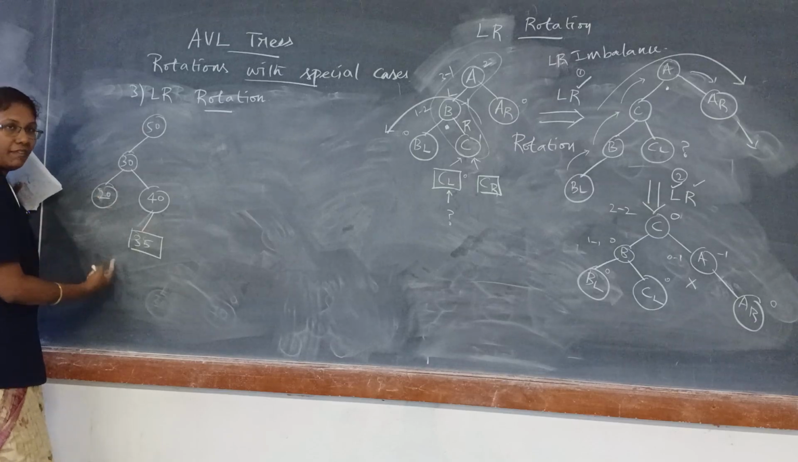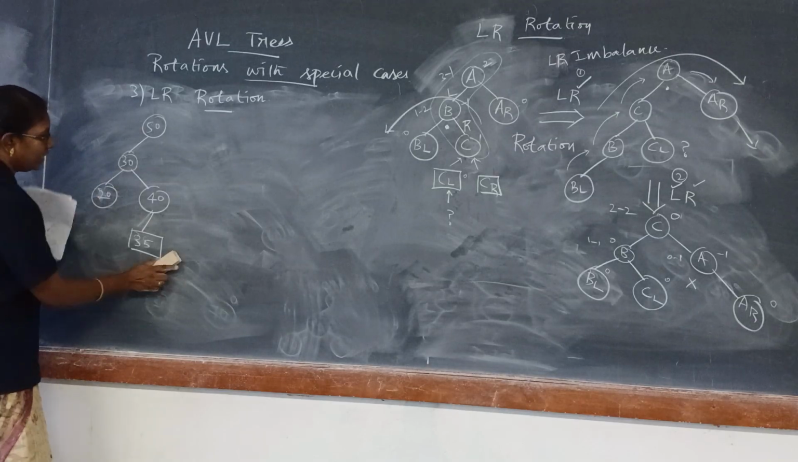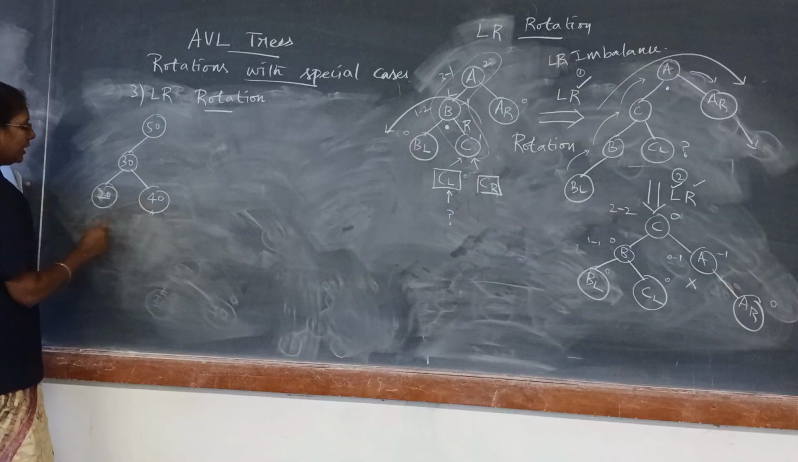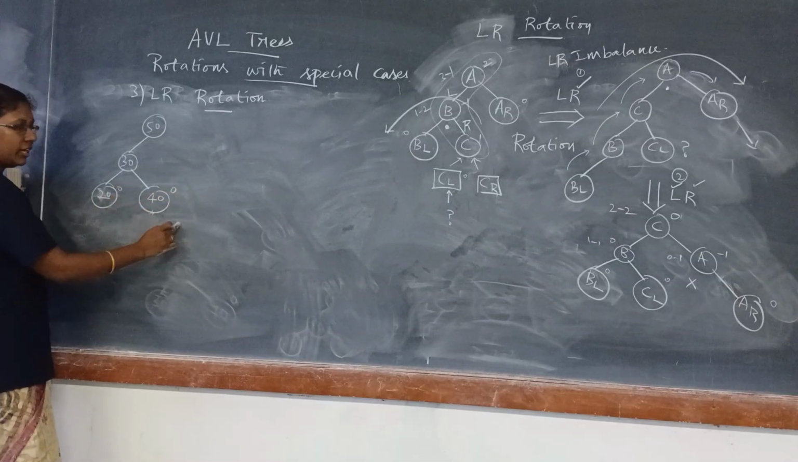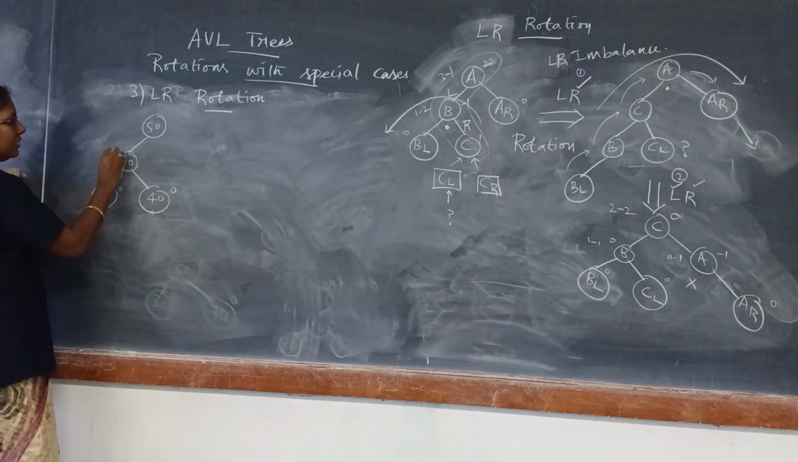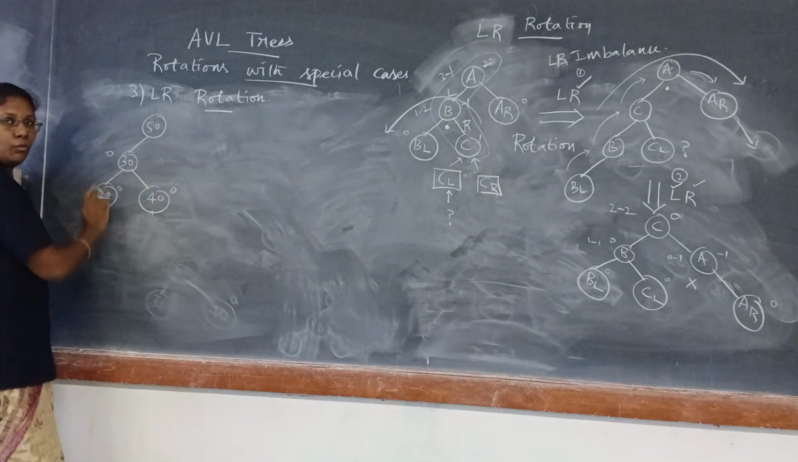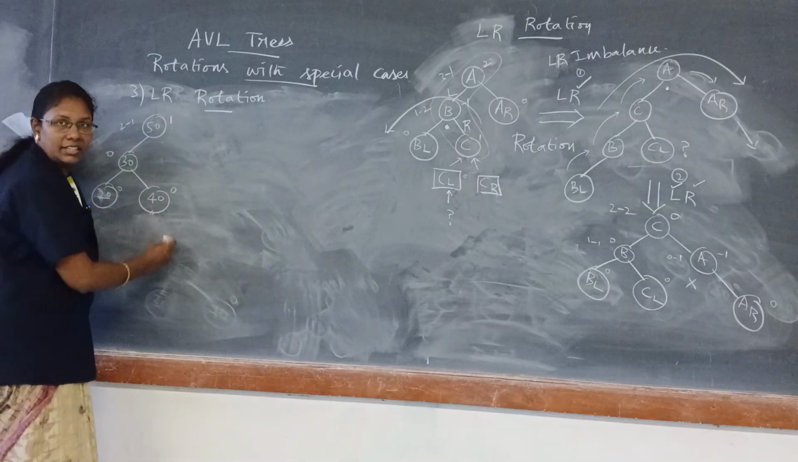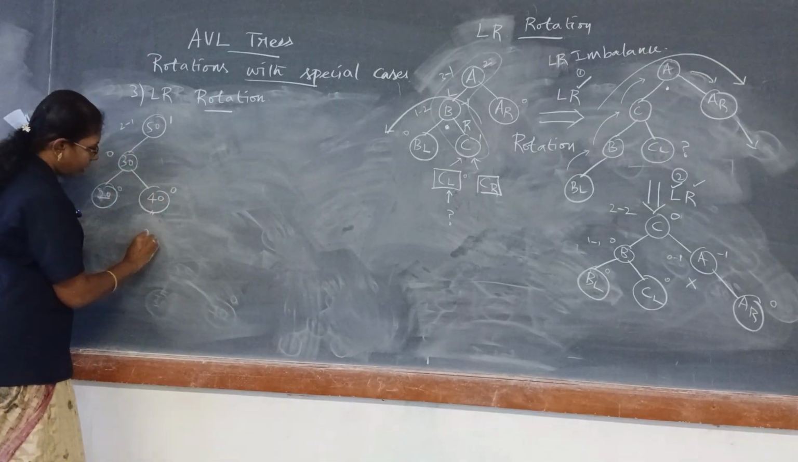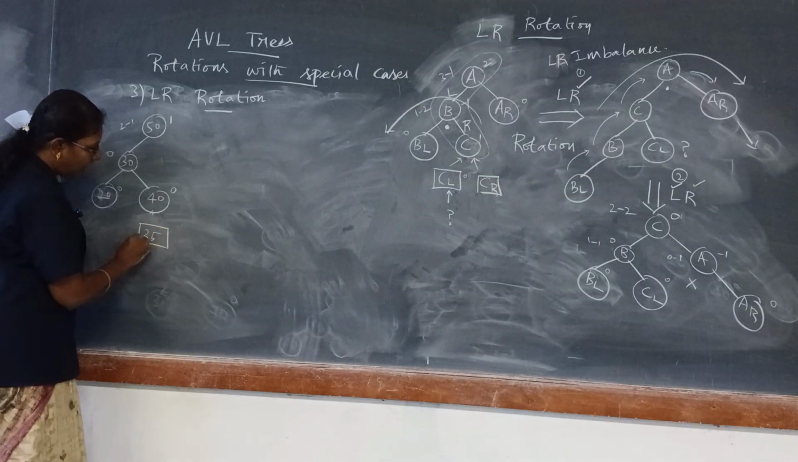So calculate the balance factor here. Before inserting, the balance factor for this tree is: these two nodes are leaf nodes, so it is 0 and 0 here, and here it is 1 minus 1 is 0, and also here 2 minus 1, this is 1. And if I am inserting a value called 35 here, what will happen?